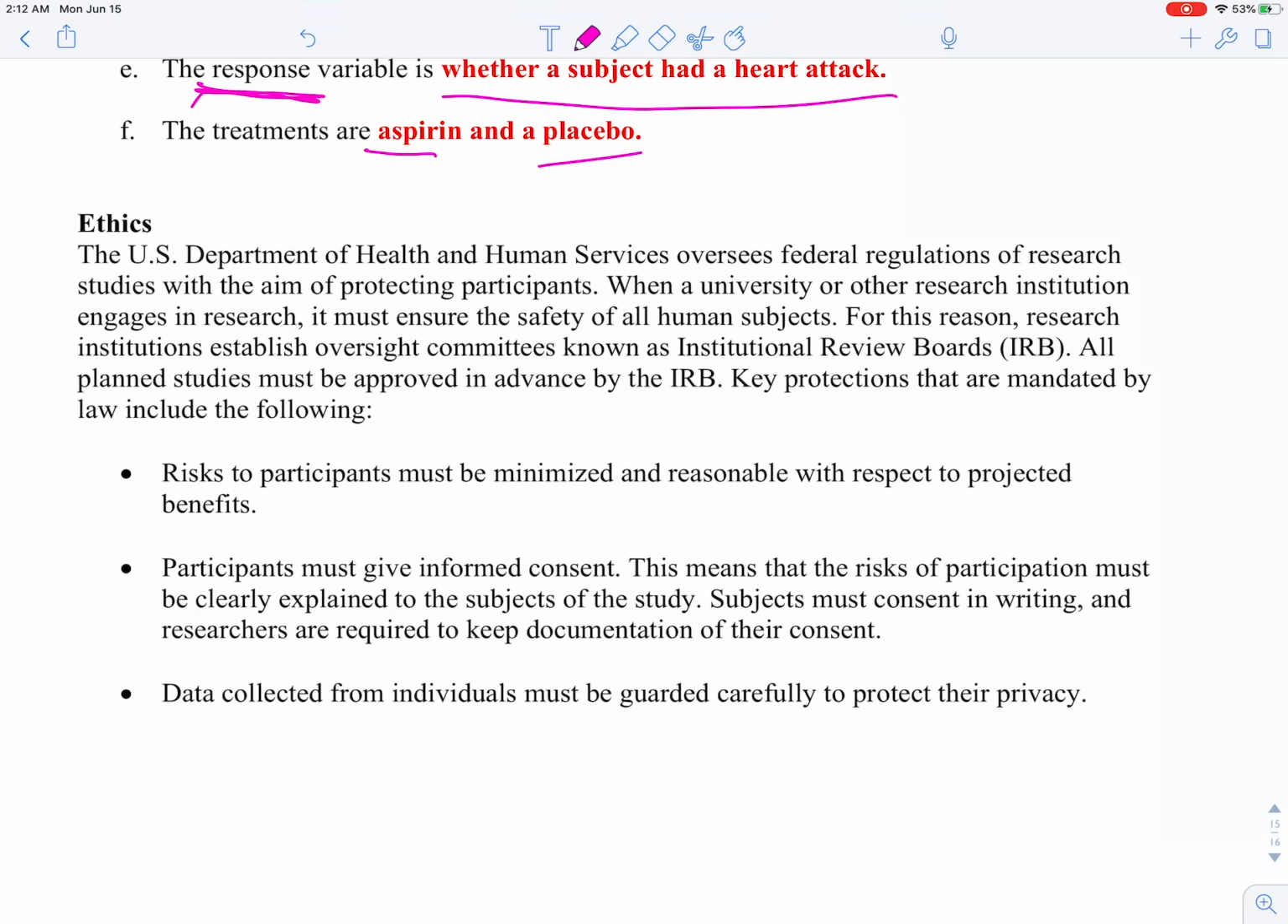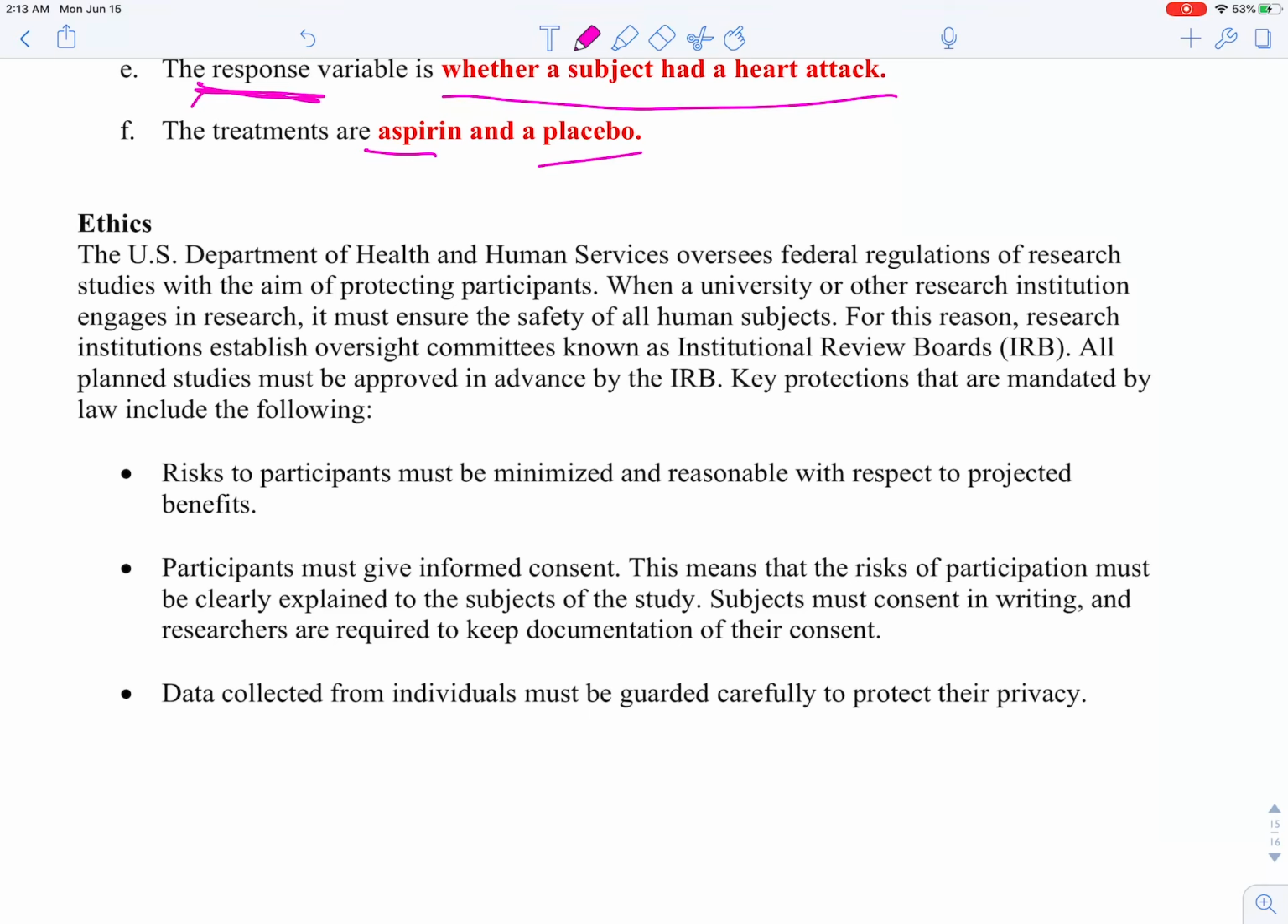Participants must give informed consent. In other words, you have to tell them all the risks and possible outcomes, so they know. This means that the risks of participation must be clearly explained to the subjects of the study. Subjects must consent in writing, and researchers are required to keep documentation of their consent. It helps keep people safe and all that, but also prevents or minimizes lawsuits.